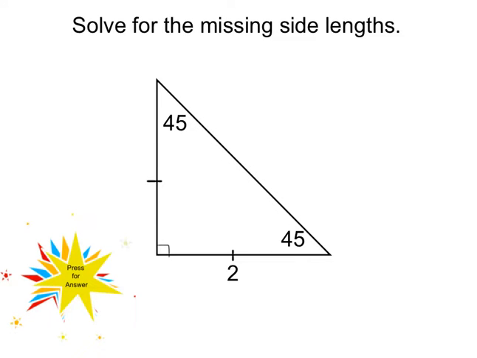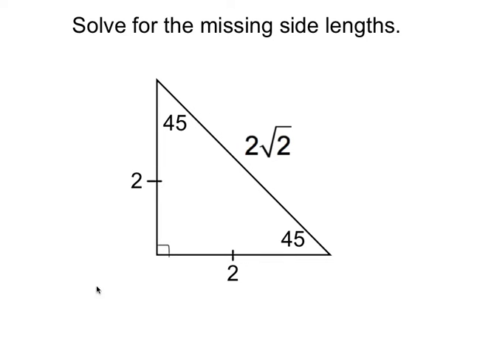Now, I want you to use the Pythagorean theorem to solve for the missing side. Notice, this side and this side are congruent. What do you think this one is? Remember, Pythagorean theorem: leg squared plus leg squared is hypotenuse squared. Press pause, and when you're ready to see the answer, press play again.